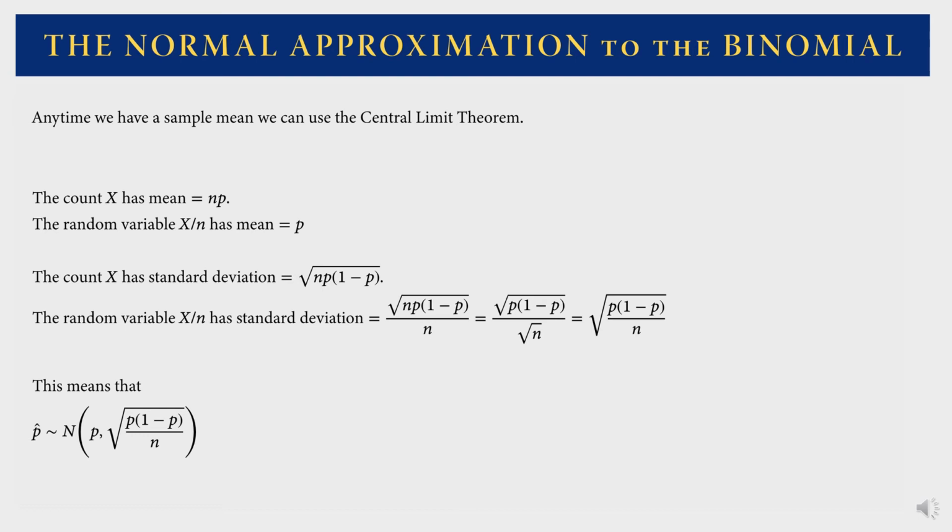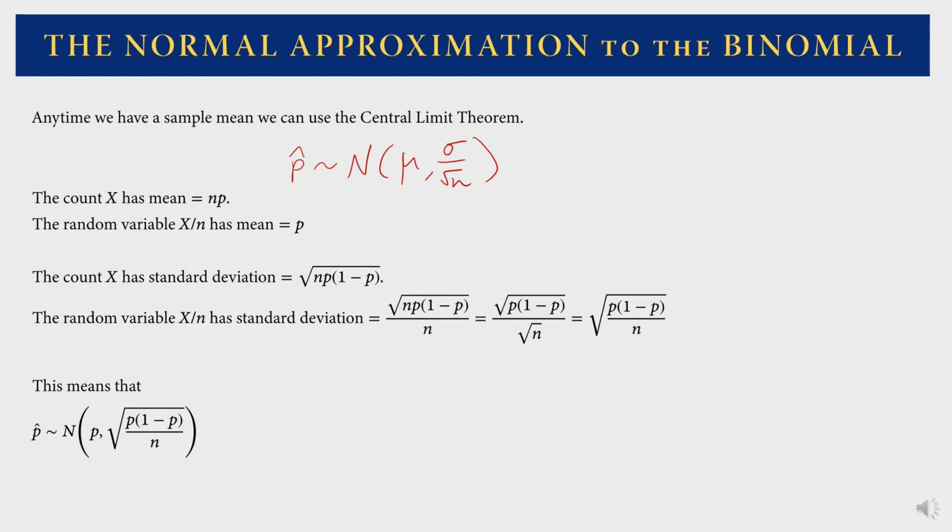The sample proportion is written p hat. The hat is to distinguish it from the population proportion, which is p. So the central limit theorem says that this thing is normal with some mean mu and standard deviation sigma divided by the square root of n, where mu and sigma come from the population.